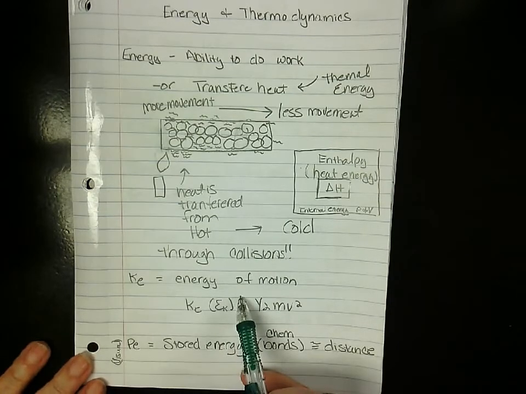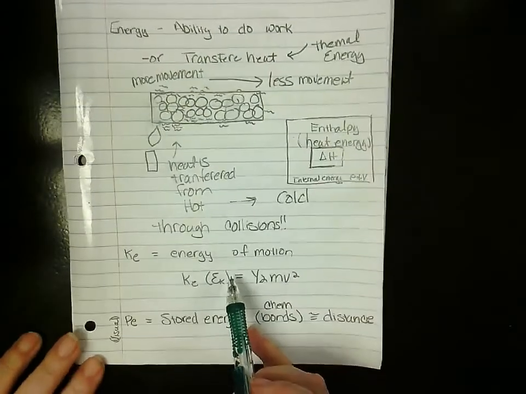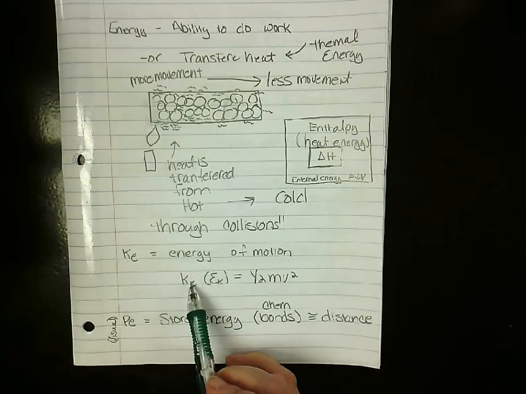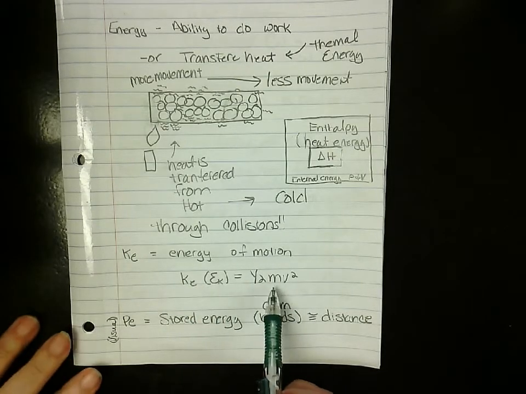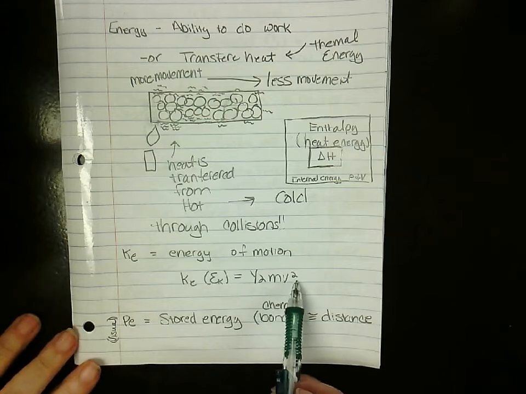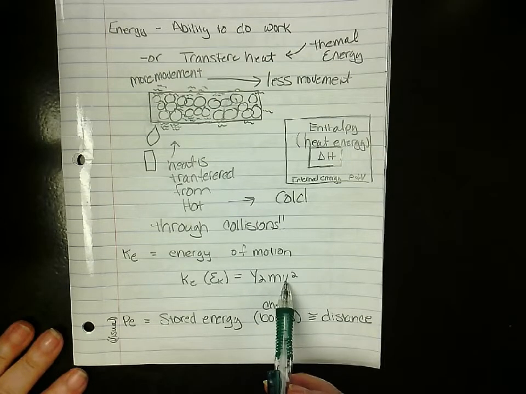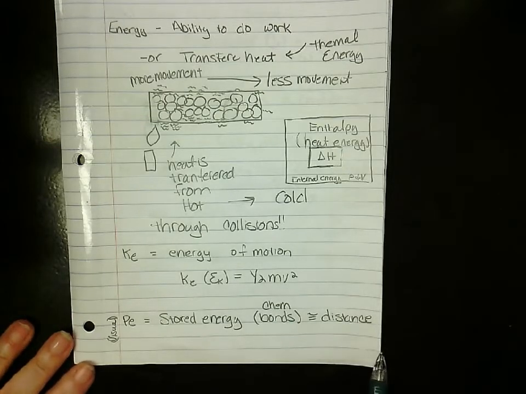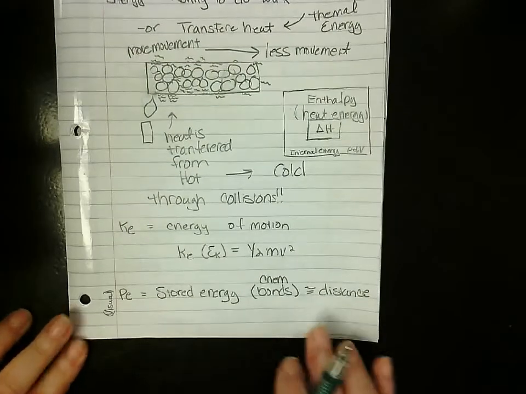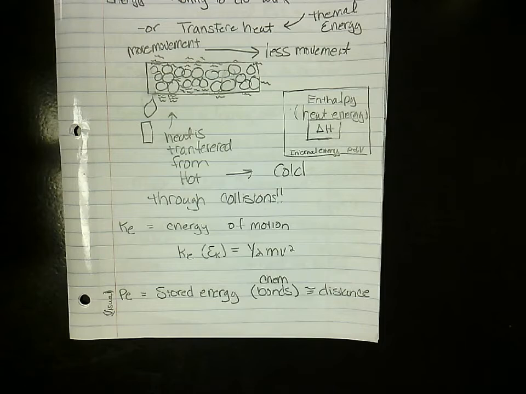And remember, kinetic energy is the energy of motion, and it's written KE or EK. I just wanted you to see both, and that's 1/2 mass times velocity squared. So if we're moving faster, we have more kinetic energy, or if we have more mass moving faster, we would have more energy.